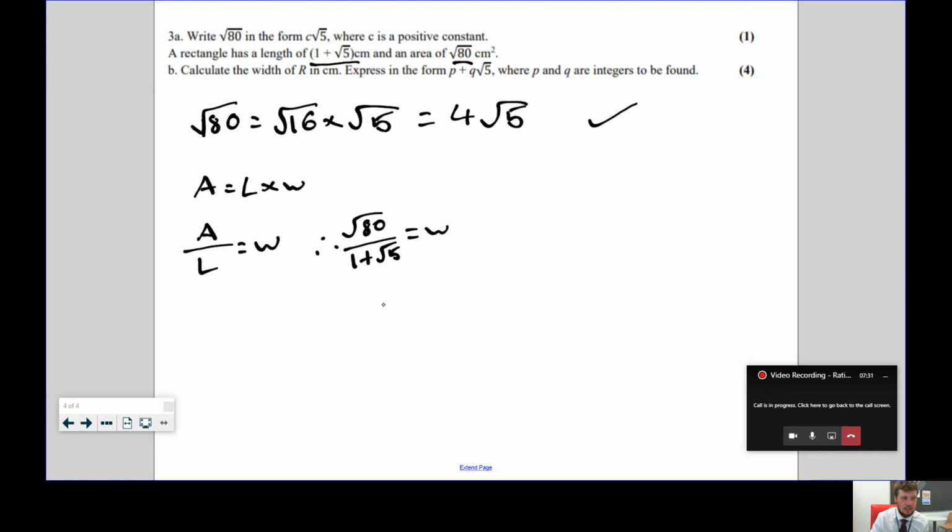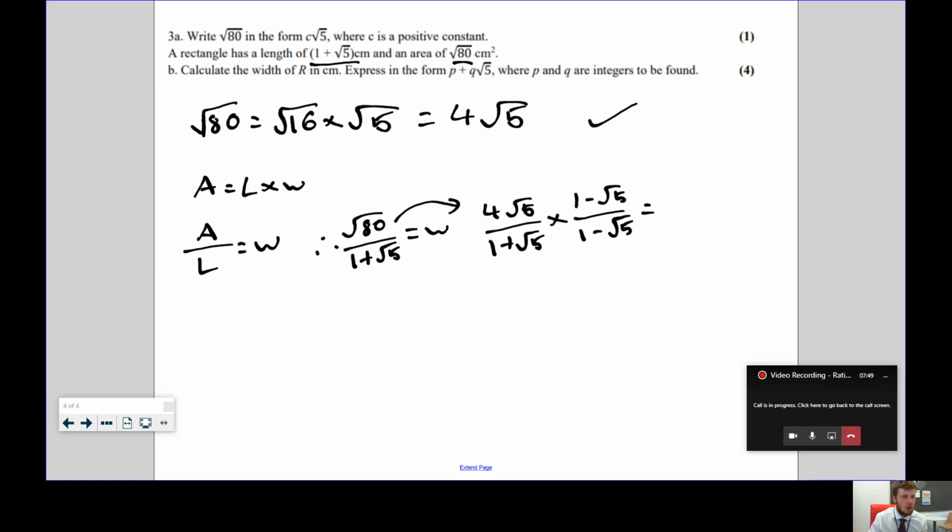I already know what root 80 is, so I'm just going to try and save myself a bit of time by rewriting that as 4 root 5. I'm sure that's going to help me at one point. And this is 1 plus root 5. And I'm going to multiply this by 1, subtract root 5.